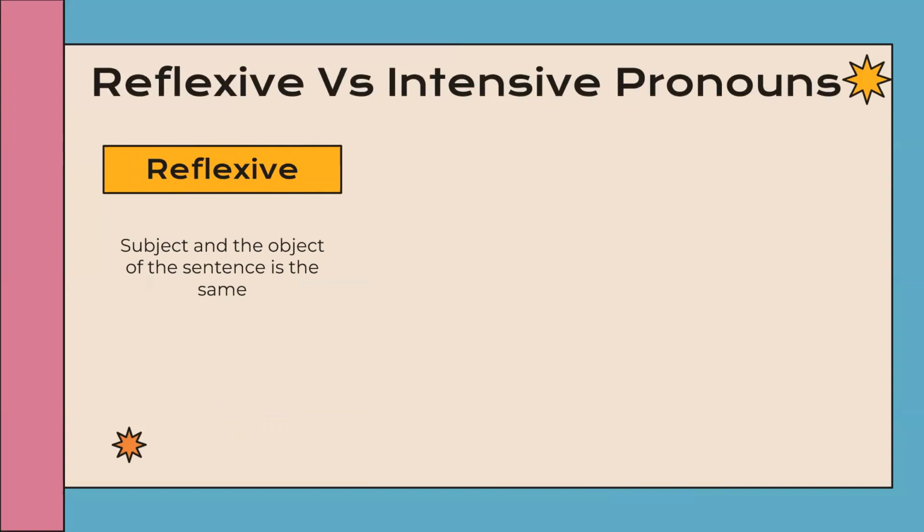In reflexive pronouns, the subject and the object of the sentence are the same. So, Sally introduced herself to the class. This is an example where the reflexive pronoun is used. So Sally introduced Sally to the class. So Sally is the subject as well as the object of the sentence. And so I am using the reflexive pronoun herself over here in order to represent Sally and not anybody else.